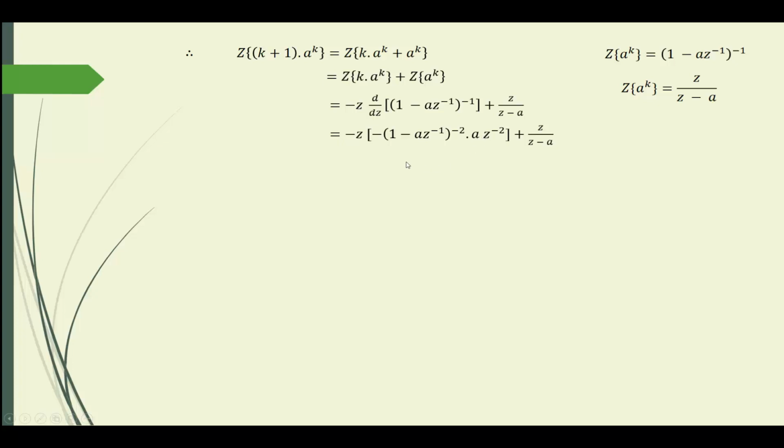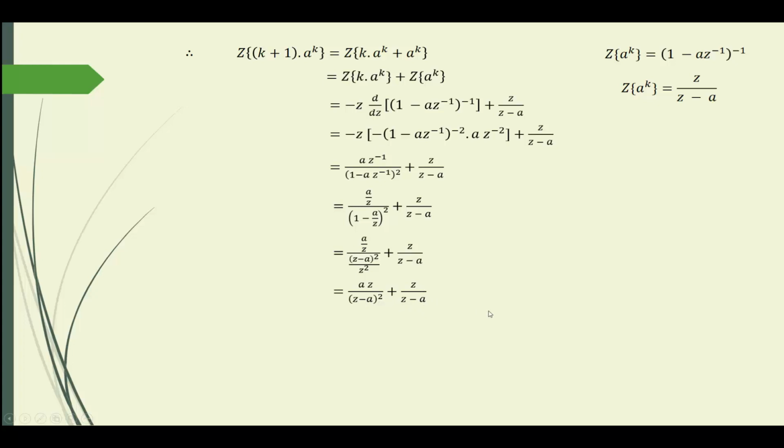Simplify this: the minus and minus become plus, and a z into z raised to minus 2 is a z raised to minus 1, so we get a z raised to minus 1 upon (1 minus a z raised to minus 1) whole square, plus z upon z minus a. Now write z raised to minus 1 as 1 upon z, so a upon z upon (1 minus a upon z) whole square plus z upon z minus a. For a upon z, the LCM is z square, so (z minus a) whole square upon z square. Simplifying, we get az upon (z minus a) whole square plus z upon z minus a.